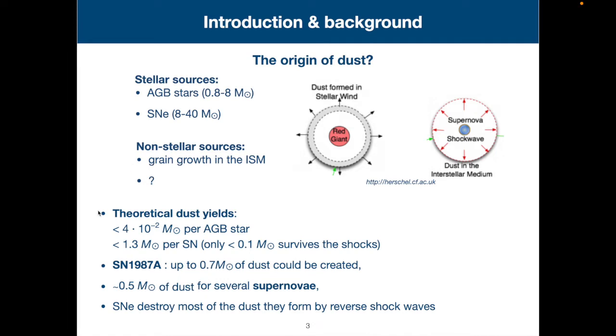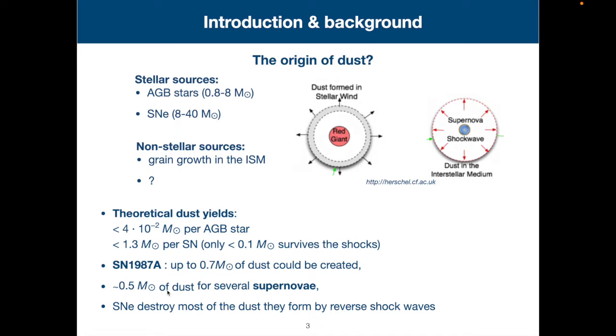There are also very well-known theoretical dust yields. We know that one AGB star is able to produce up to 0.04 solar mass of dust, and one supernova up to 1.3 solar mass of dust. Very famous supernova 1987A: in the case of this object, observers detected up to 0.7 solar mass of dust. In general, it is around 0.5 solar mass of dust per supernova.